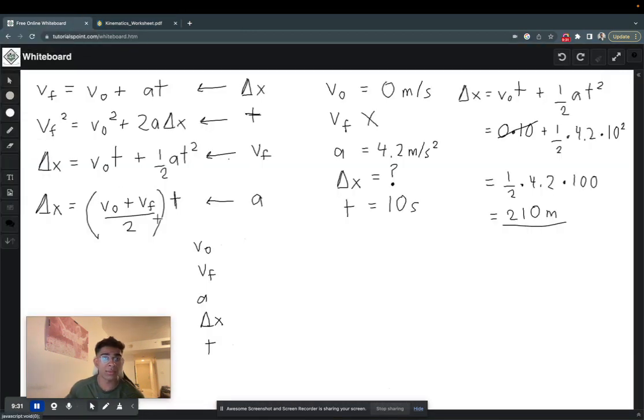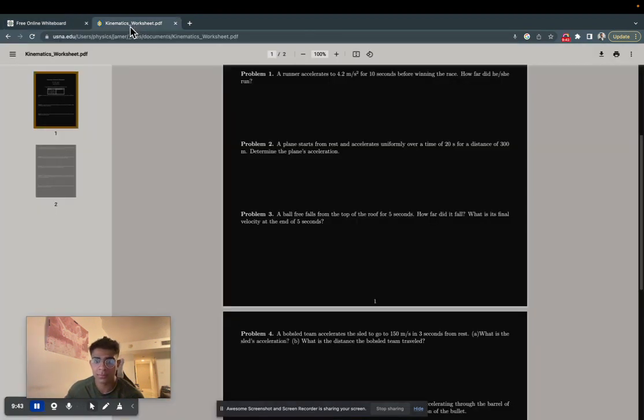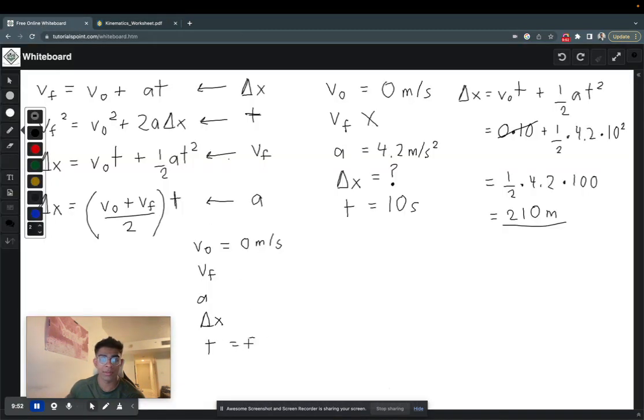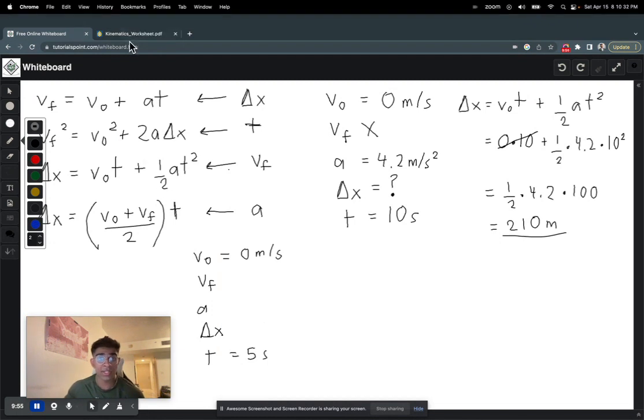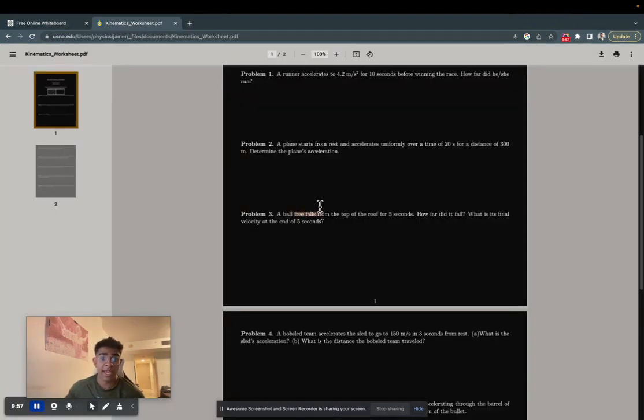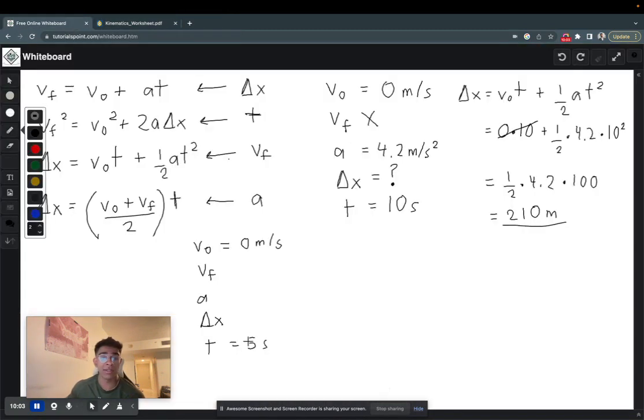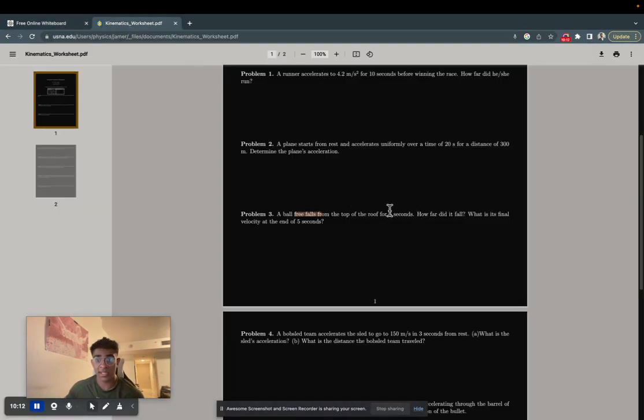So again, we can say that the initial velocity was 0 meters per second. The time is 5 seconds. The other keyword in this problem is free fall. Anytime a problem says free fall, that means the acceleration is just the acceleration due to gravity, which is 9.81 meters per second squared. So the first part of the problem is asking how far did it fall?